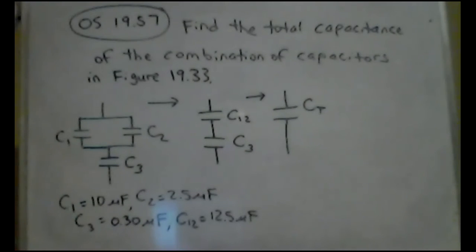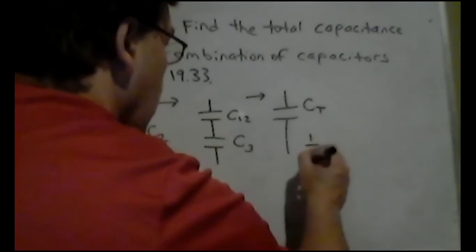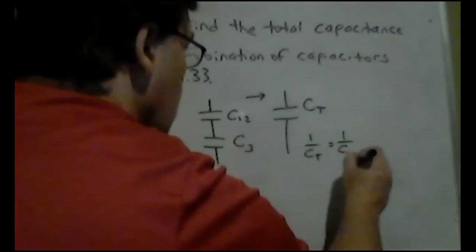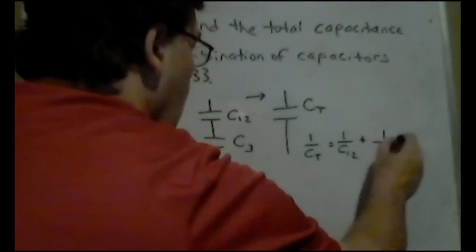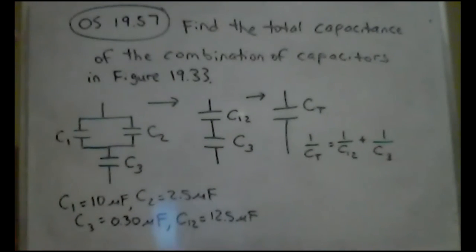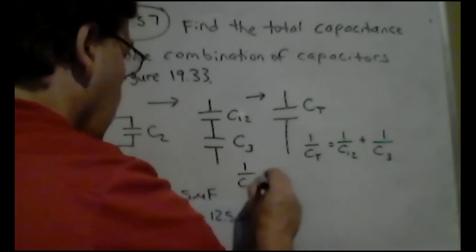And the question is, how do I get to C total? Well, I have to add up this weird way, right? So 1 over C total is going to be 1 over C12 plus 1 over C3, because that is how capacitors connected in series add. All right, so 1 over C total.